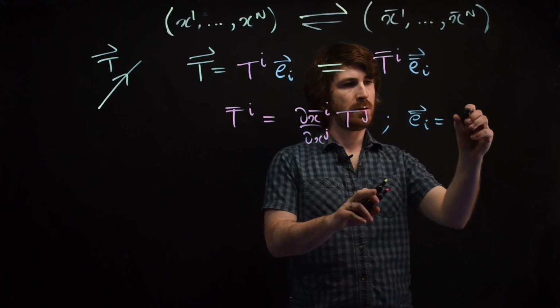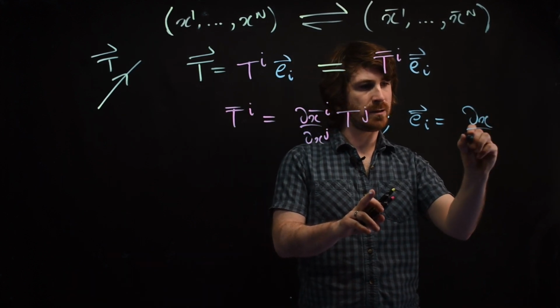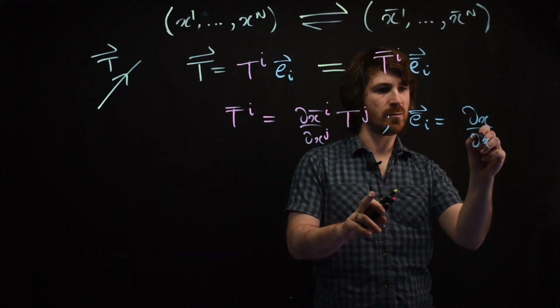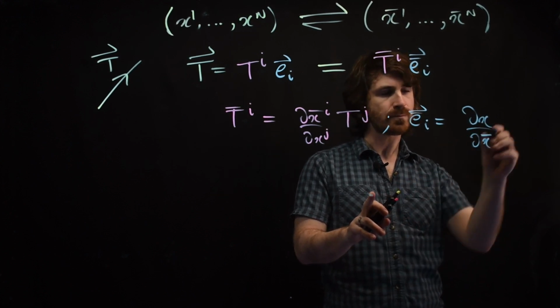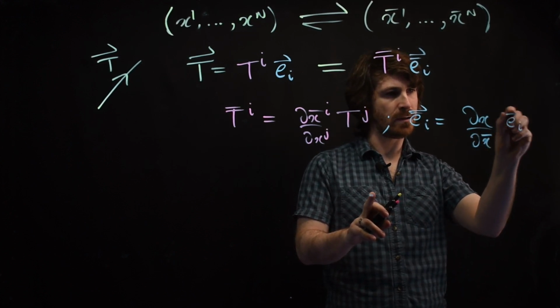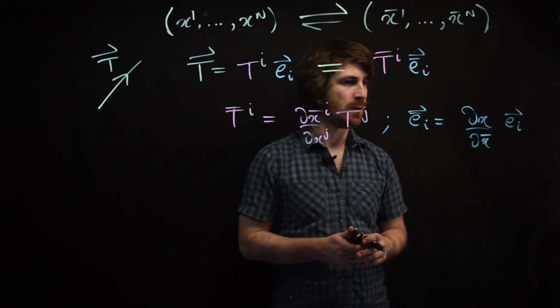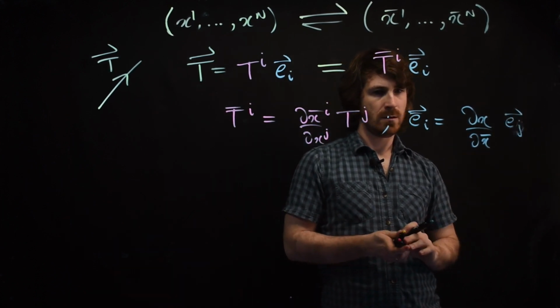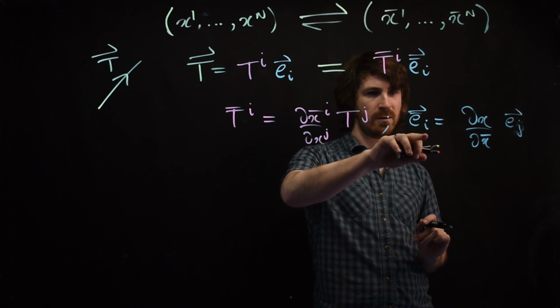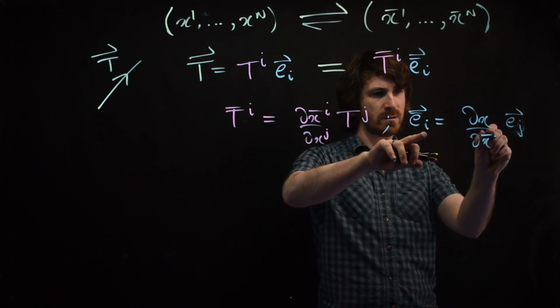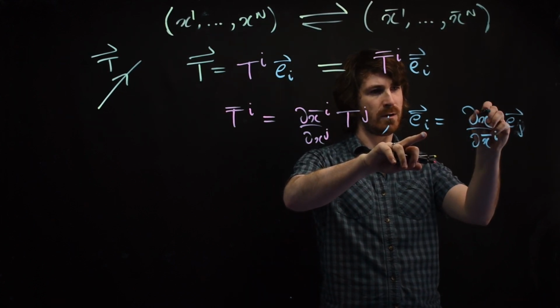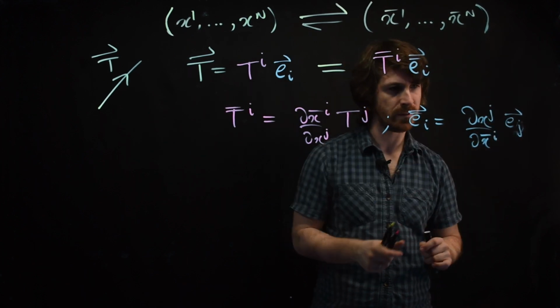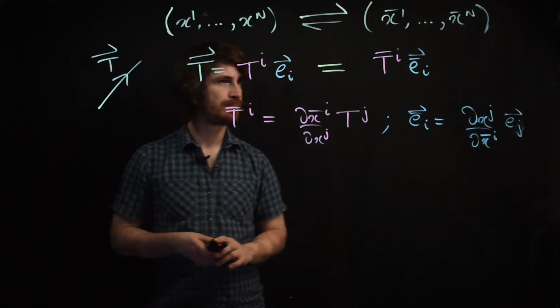Also our basis vectors e i bar equal dx j by dx bar i, e j. Now there's a bar on the bottom. We've got to have an i on the bottom, and we have a repeated index to sum over j. So that's how it goes.